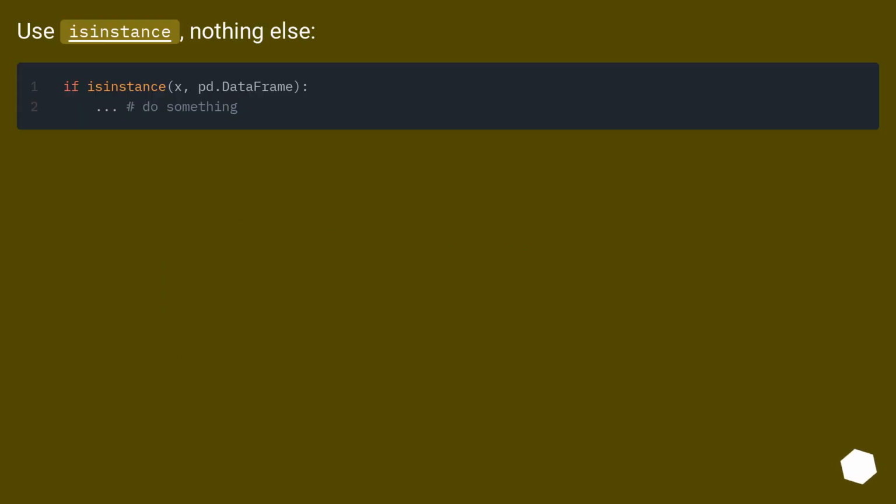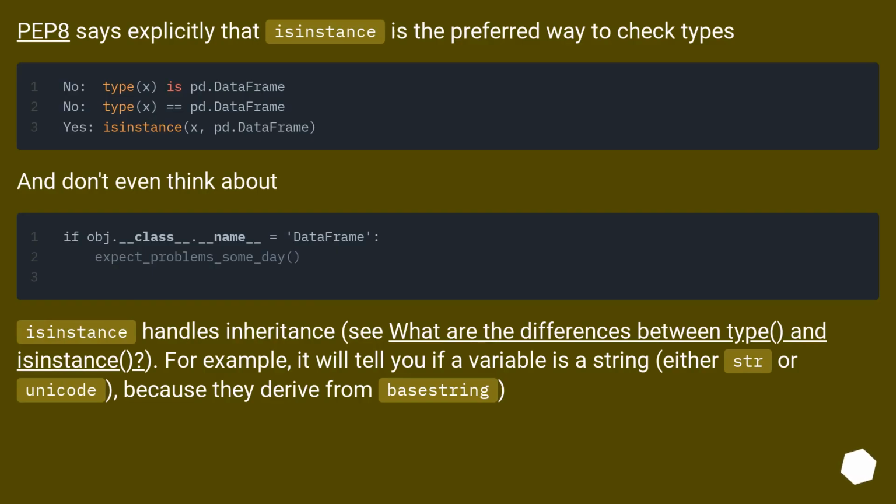Use isinstance, nothing else. PEP 8 says explicitly that isinstance is the preferred way to check types. And don't even think about type.